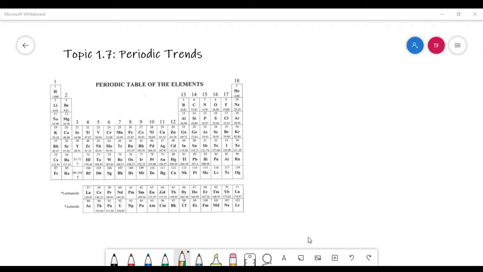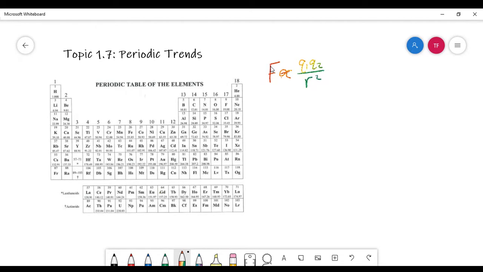Hello everybody. Today we're going to be talking about AP Chemistry's topic 1.7, periodic trends. So before we get started on periodic trends, I want you to get in the frame of mind of Coulomb's law. If you remember from Coulomb's law, the force between two charges is proportional, and we'll use the proportional symbol, to the charge 1 times charge 2 over the radius squared.